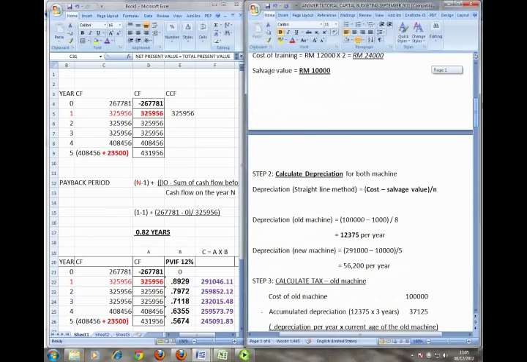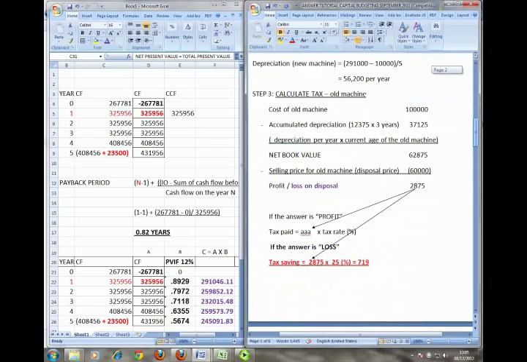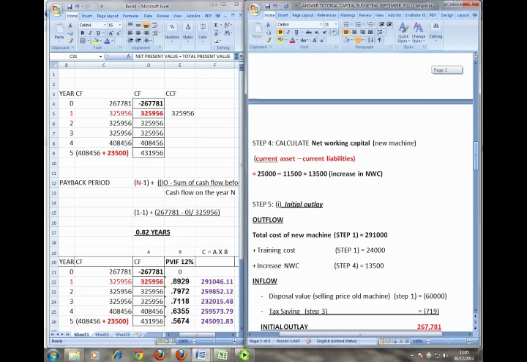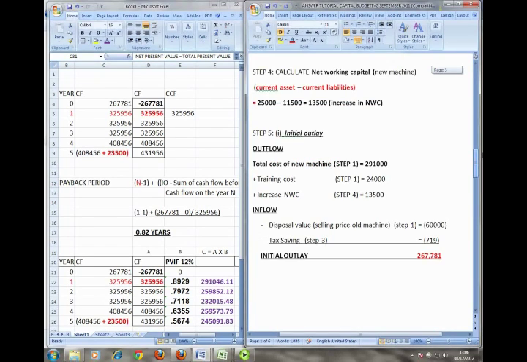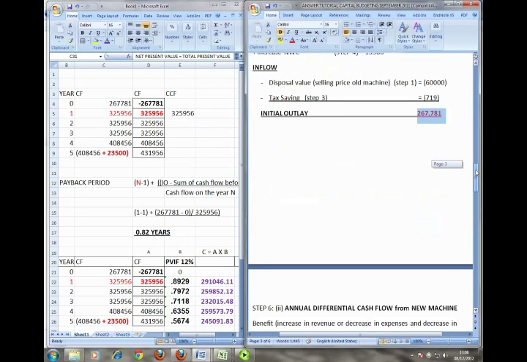Step 1, extract information. Step 2, calculate depreciation. Step 3, calculate tax for old machine. Step 4, calculate net working capital. Why we need to calculate step 1 to step 4? Because we need to calculate your step 5, initial outlay. Question require you to calculate the initial outlay. Then you get your IO. IO we will put at year 0.